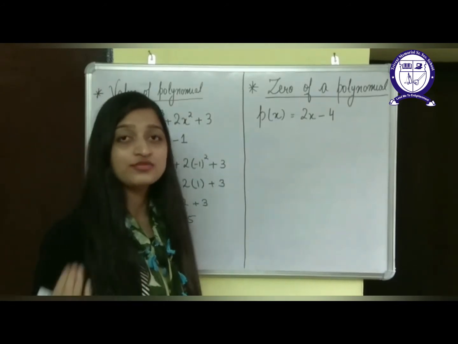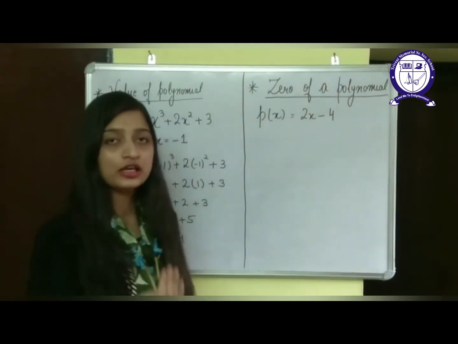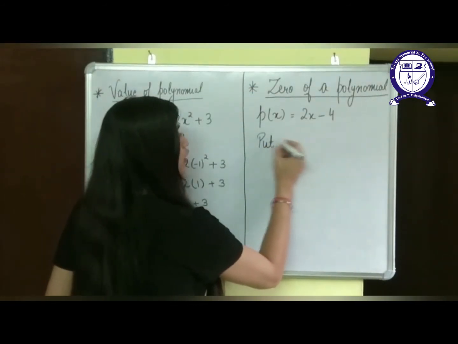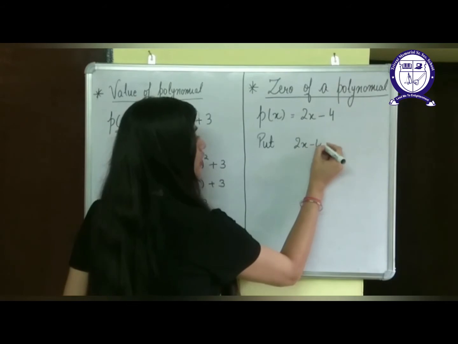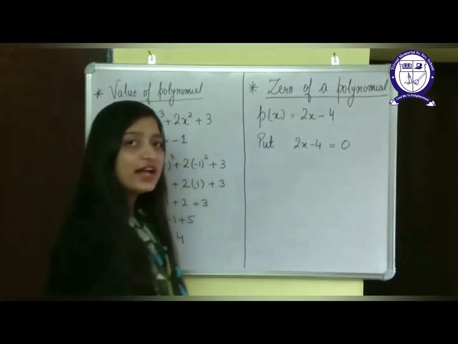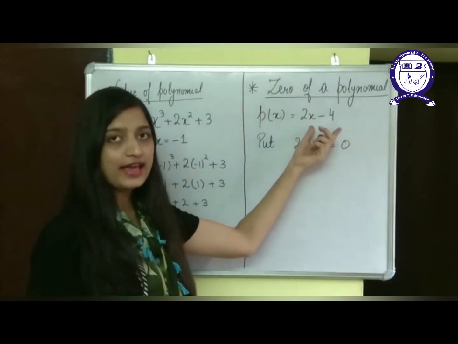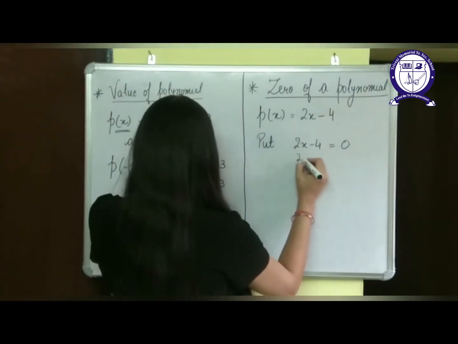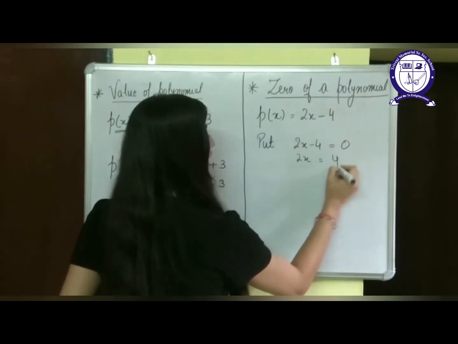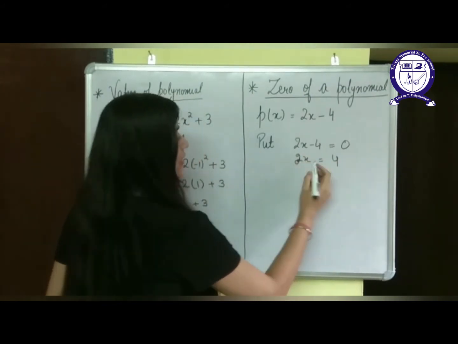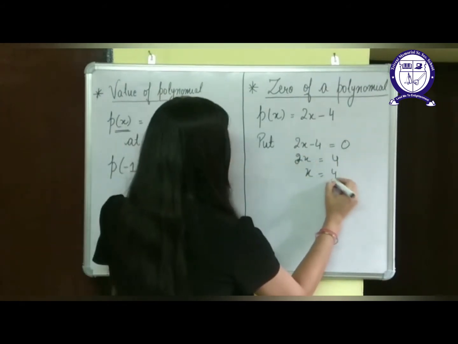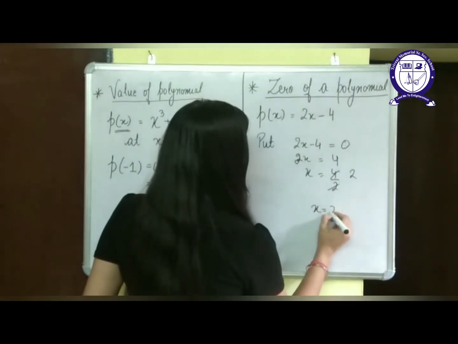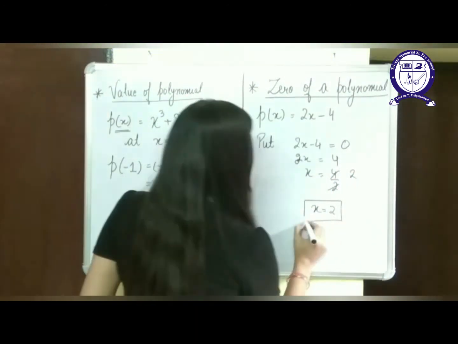But in mathematics, we need to show everything. So what I am going to do is put 2x minus 4 equals 0. Whenever I need to find the value of x, I am going to put it equal to 0. So I will transpose this 4 to this side, it will become plus 4, and then it will become 4 divided by 2, that is 2. So my value of x will be 2.